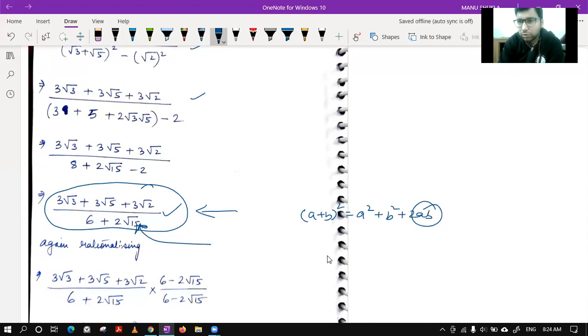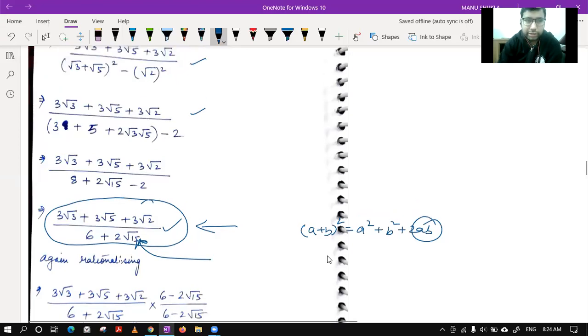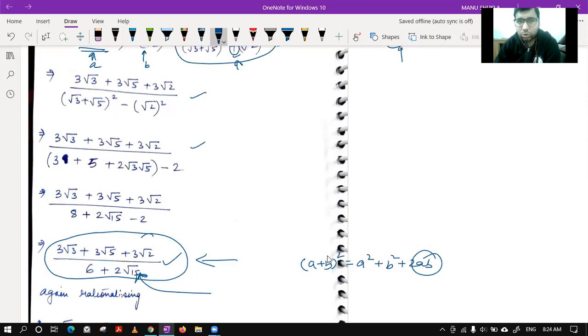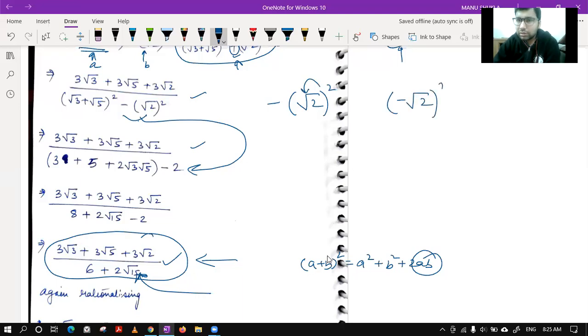Sir, minus root 2 square will give positive 2, but negative is written. Okay, let me show. Class, it is a very good question. Vaishnav is saying minus under root 2 square should be written as plus 2. Vaishnav, you have to understand that the negative sign is outside root 2, and the square is happening to this value only. If the question was like this, then your point was absolutely correct. But in this case, this negative has nothing to do with this square.